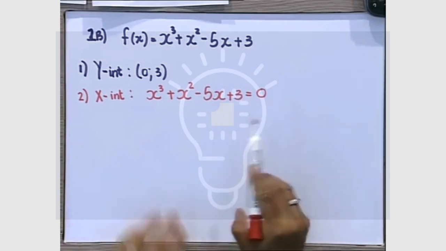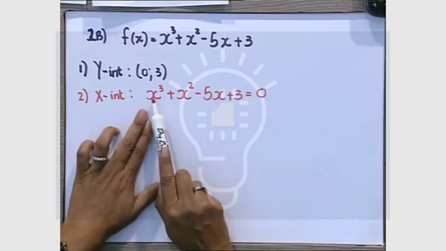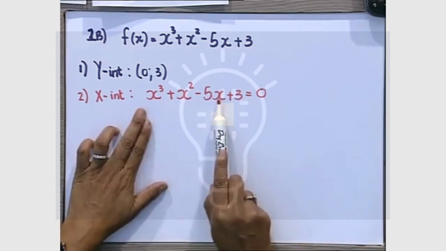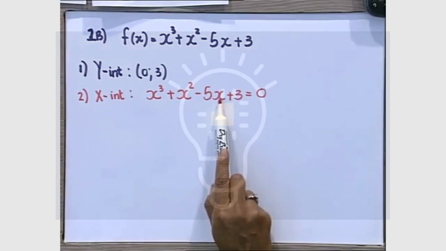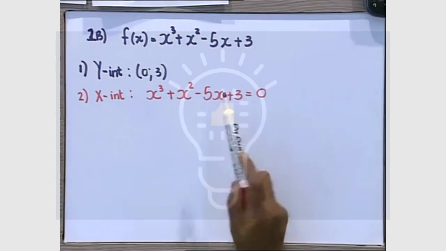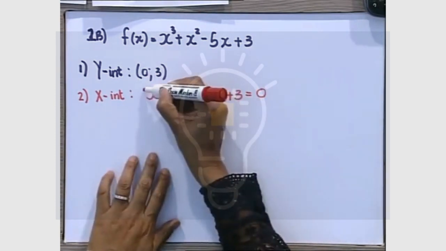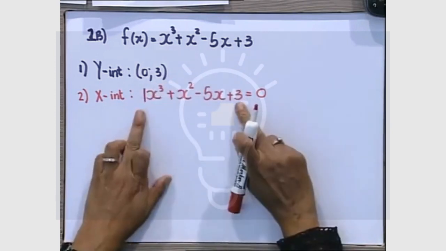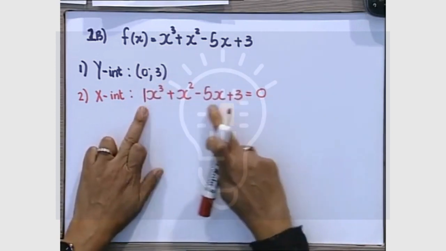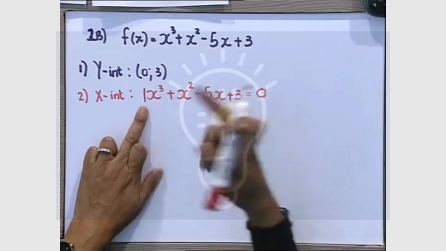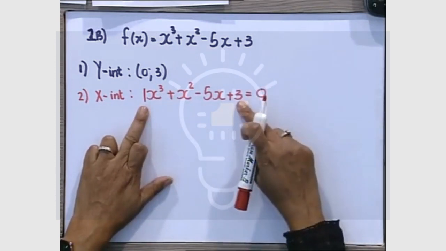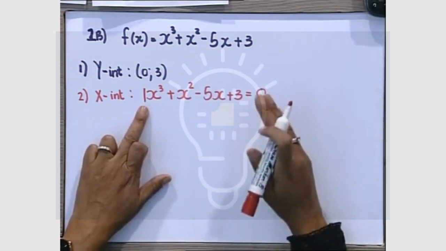Now, how do you find a factor? You substitute values into the place of x and see if you get 0. Usually those values that you substitute will be factors of 1 and 3. So it can just be plus 1 or minus 1 or plus 3 or minus 3. You must go and check.